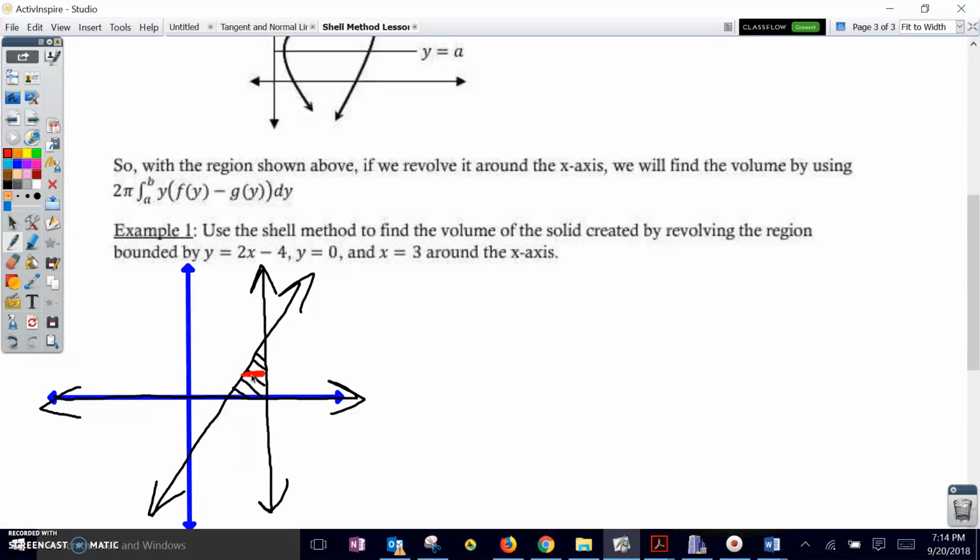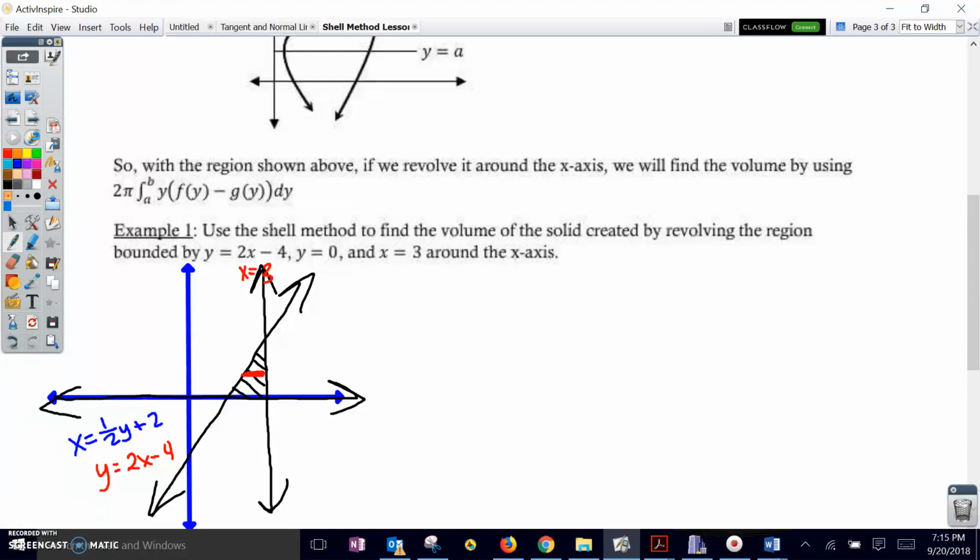And when I integrate all this stuff, I want to have x as functions of y. So the line x equals 3 is already solved for x. I need to solve the equation y equals 2x minus 4 for x. That's easy enough. I add 4 to both sides and divide both sides by 2, and I get that x is equal to 1/2 y plus 2. So that's the equation of that line in terms of x.